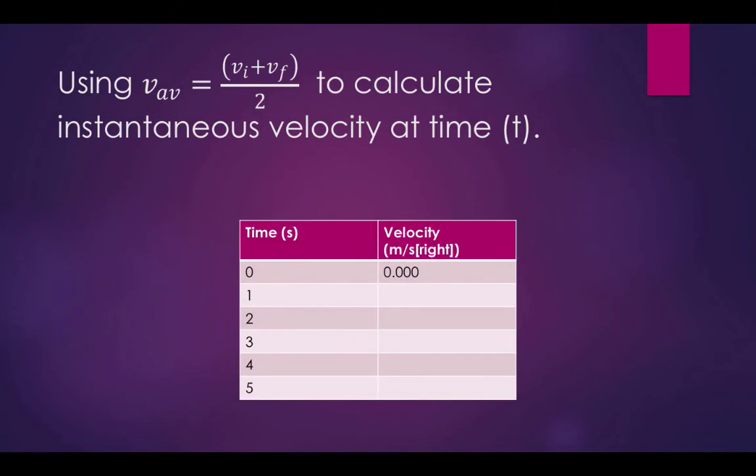Now that we have the average velocity, we can use the formula average velocity equals velocity final plus velocity initial divided by 2 to calculate the instantaneous velocities at each whole second of time. I have skipped showing you the calculations and have provided you with the values. At time 0, the instantaneous velocity is 0. At time 1, it's 12.5 meters per second to the right, then 25, 37.5, 50, and finally 62.5 meters per second to the right.